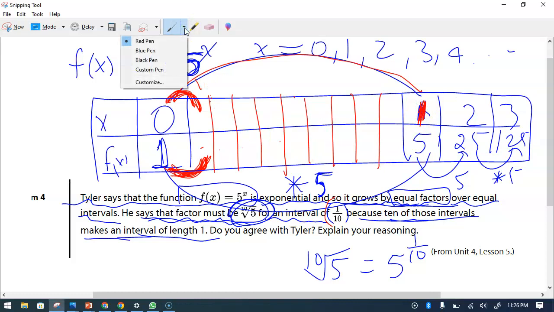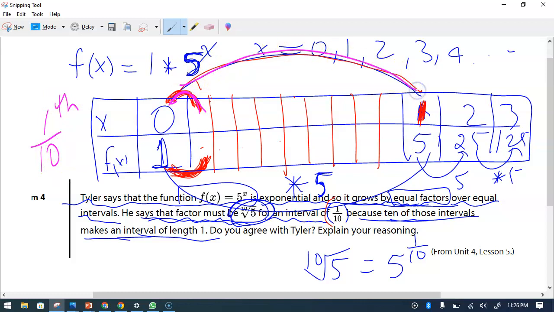So I want to repeat this if there's a confusion. From here to here is 1/10 of 0 to 1, then 2/10, 3/10, 4/10, 5/10, 6/10, 7/10, 8/10, 9/10, and 10/10, which is 1. So this is 10 divided by 10. So that means, what is the factor here?